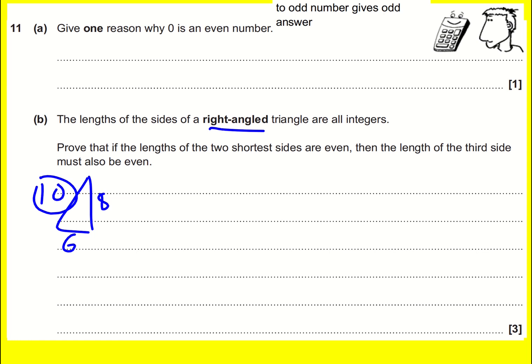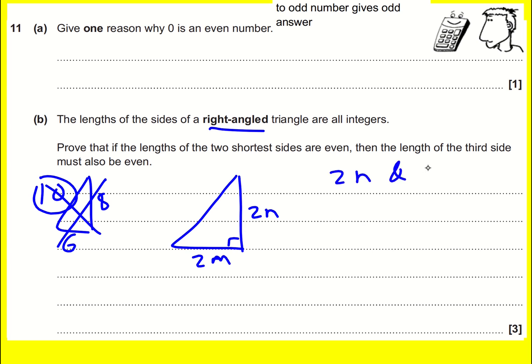But that's not a proof, that just shows that it works for one case. So to prove it, we need to do a bit more, and we need to use one of these ideas of an even number, really. If things are even, then they're multiples of 2, and I can write down my right-angled triangle, and can I write one of the sides is 2n, that's a multiple of 2, and 2m, that's a multiple of 2 as well. So 2n and 2m are even sides. And it did say the shortest sides.